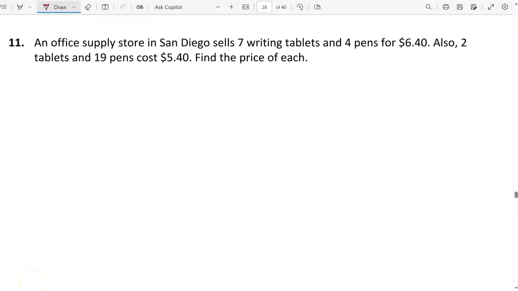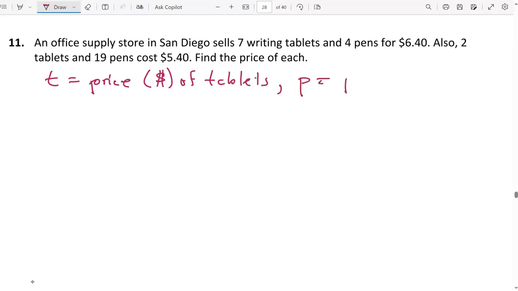For number 11, an office supply store in San Diego sells 7 writing tablets and 4 pens for $6.40. Also, 2 tablets and 19 pens cost $5.40. We need to find the price of each. So let's let T equal the price in dollars of the tablets. And let's let P equal the price in dollars, again, of the pens.